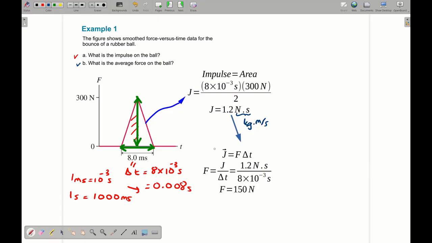The average force can be found using this equation here. Notice that the force is changing overall. We can find what it is on average by using the impulse is equal to average force times delta T. In the book, F average is used, but I'm going to go with F here. Know that this is the average force in the impulse equation. With simple algebra, I can solve for force by dividing each side by delta T, and it will be about 150 Newton.